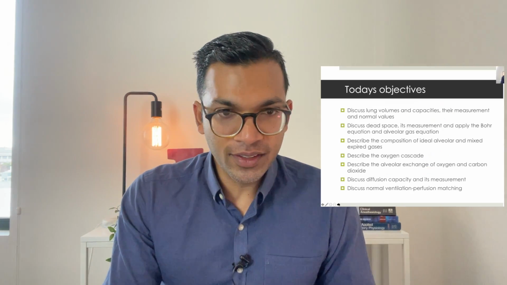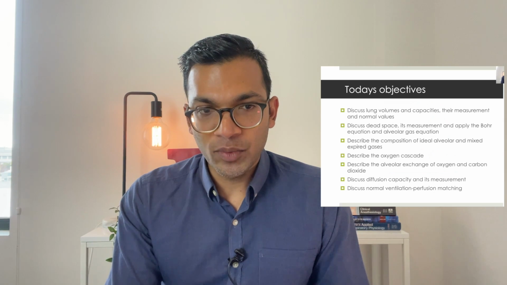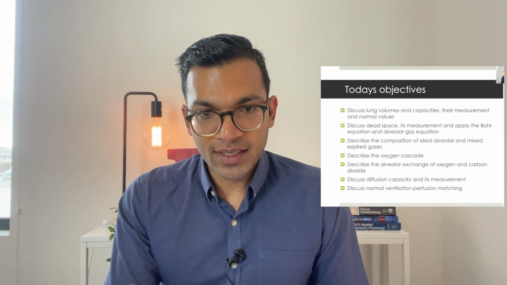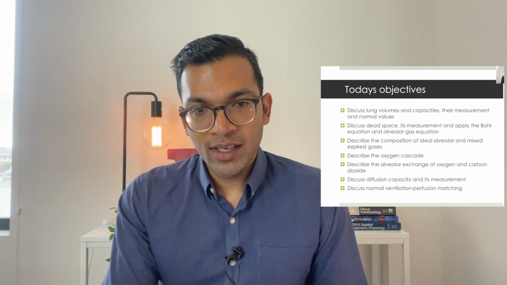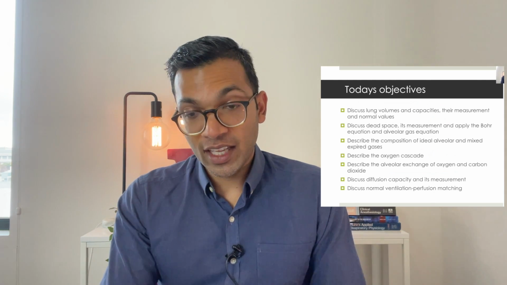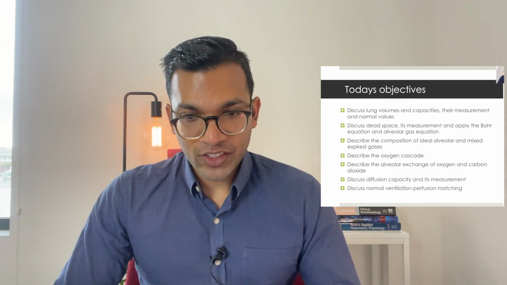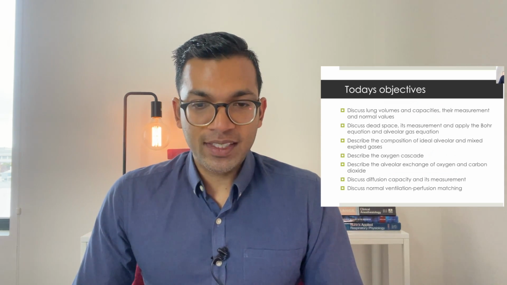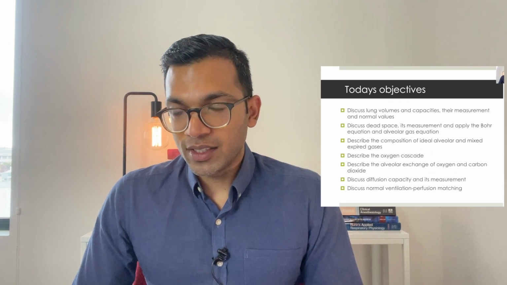Thanks. Yeah. Hey guys, that's all for today. So it's 11 o'clock. That's good. What we went through: discussing the lung volumes and capacities, their measurement and normal values, discussing dead space, its measurement, applying the Bohr equation and the alveolar gas equations, describing the composition of ideal alveolar and mixed expired gases. We did the oxygen cascade, alveolar exchange of oxygen and carbon dioxide, diffusion capacity and its measurement, and discussed normal ventilation perfusion matching.